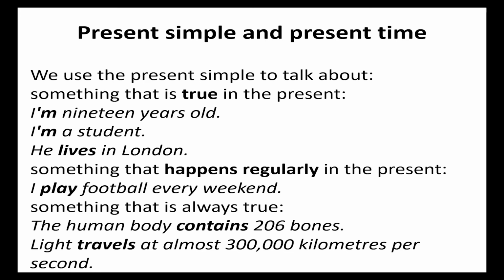Something that happens regularly in the present, okay? Like I play football every weekend. Something that is always true, like the human body contains 206 bones. So here something is true, happens regularly, and always true. So these types of sentences we use in simple present tense.